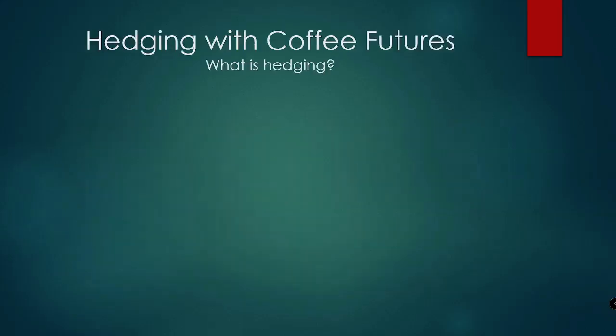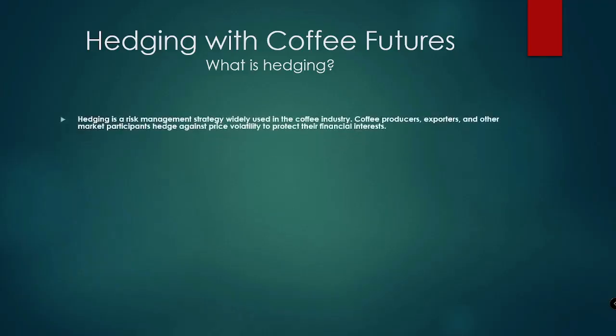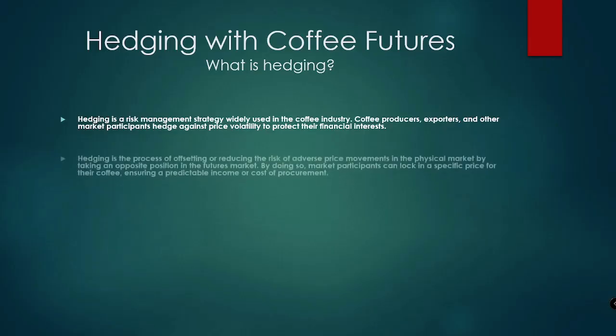Hedging with futures contracts, or coffee futures in this case. What is hedging? Now, this is going to apply to every single commodity out there. It's not specific to coffee. We're going to have it here for coffee, but it is not specific only to coffee. Okay? Hedging is a risk management strategy widely used in the coffee industry, as well as all commodity industries. Coffee producers, exporters, and other market participants hedge against price volatility to protect their financial interests.